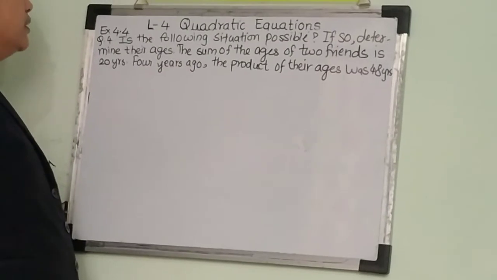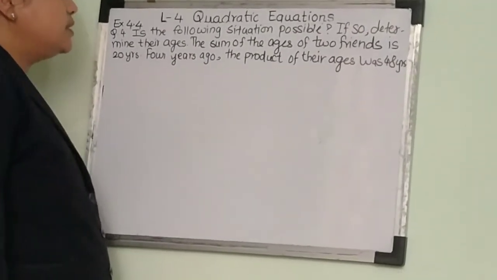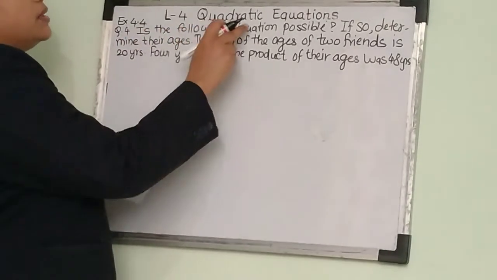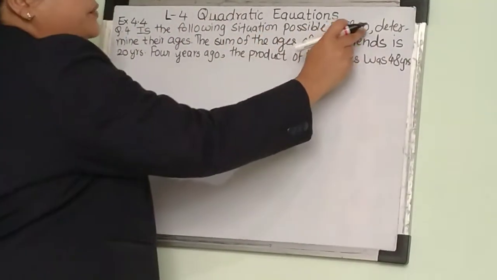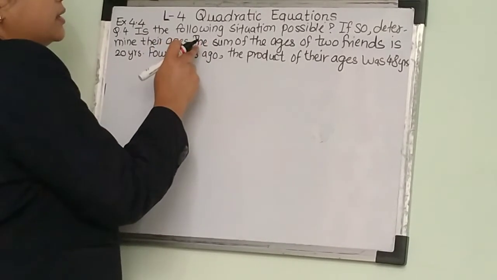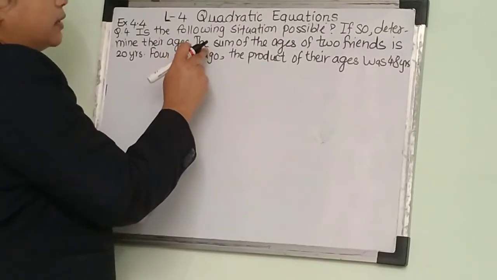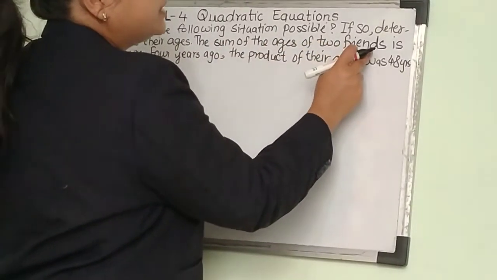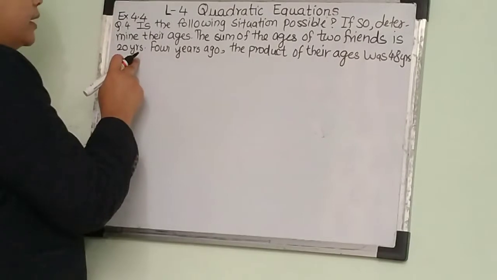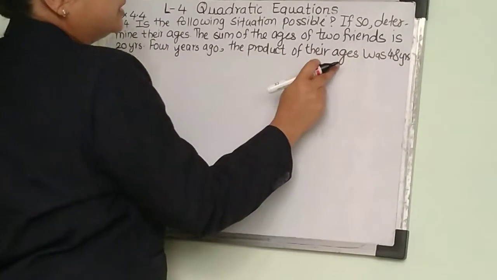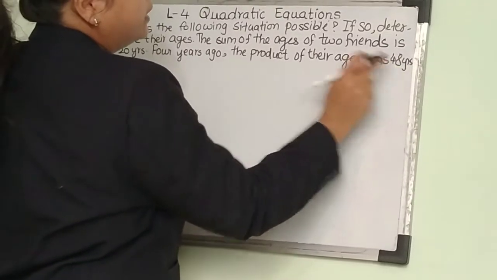Now see the next example from exercise 4.4. Question number 4. Is the following situation possible? If so, determine their ages. The situation is given: the sum of the ages of two friends is 20 years. 4 years ago, the product of their ages was 48 years.